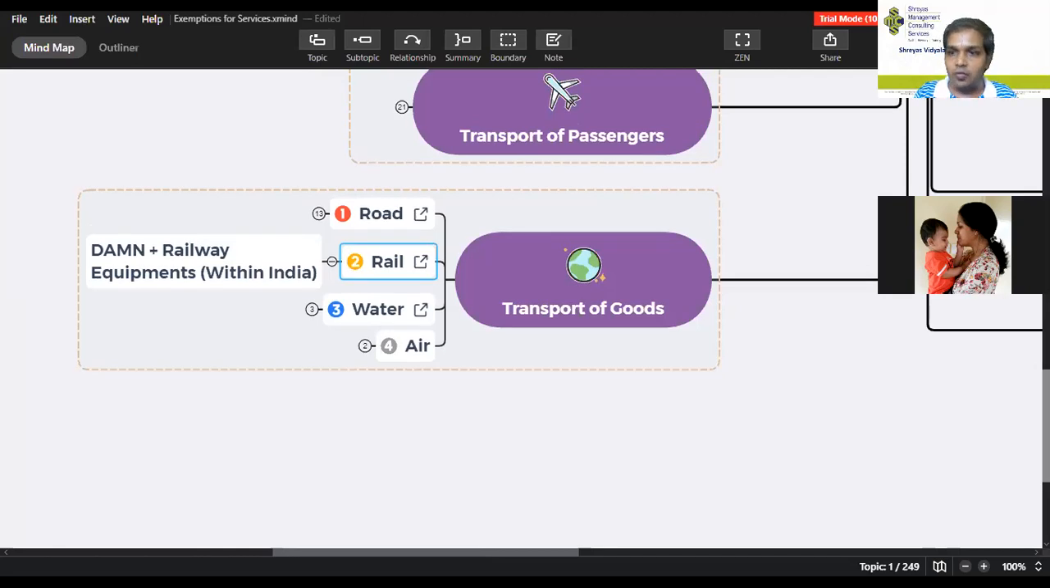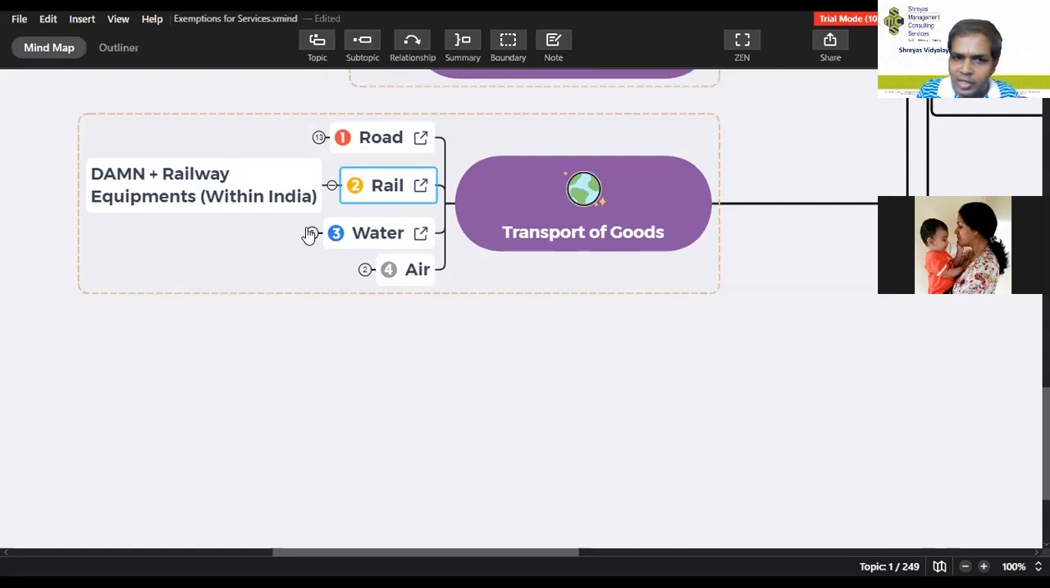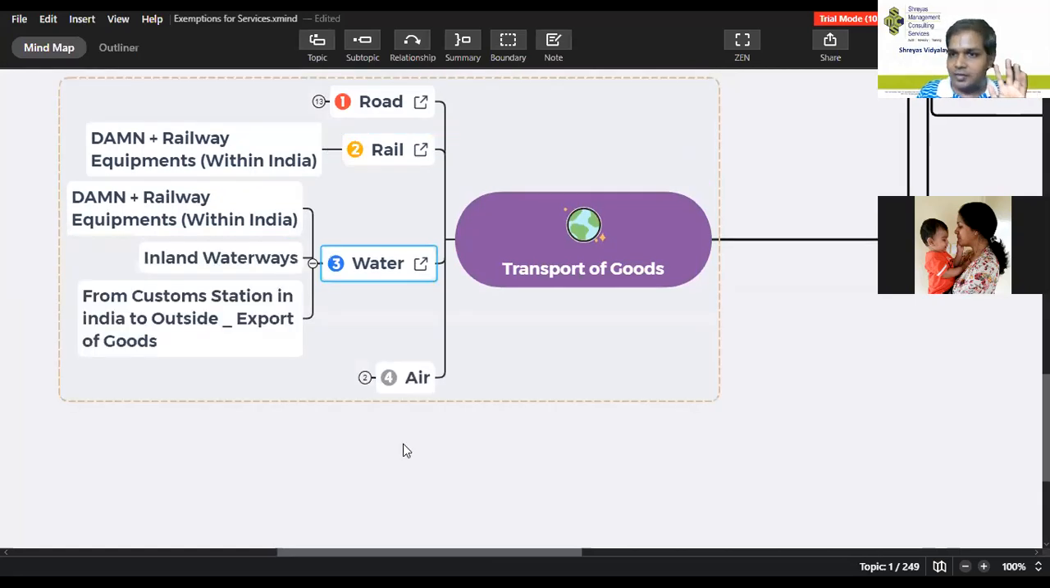Okay. The next is water. Water is what? Through vessel, through ship, to transport. Again, only 3 exemptions are there. Just 3 exemptions. The same dam goods plus railway equipments within India only. So now water, it's becoming all the more important because for water, they will have international transport. So what they are saying is you don't get exemption for international transport. You get exemption only for your domestic transport within India. So that is for dam goods again plus railway equipments.